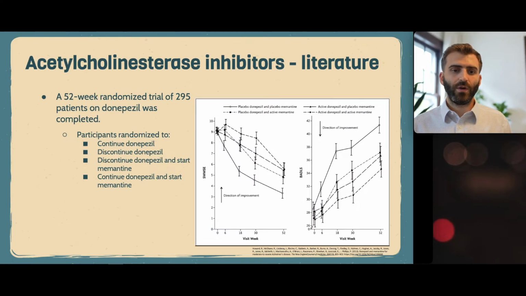This trial here was looking at the direction of improvement, and these were patients on donepezil. They either continued donepezil, discontinued donepezil and started memantine, or continued donepezil and started memantine. As you can see from the graph, the direction of improvement is up and everyone is decreasing. So all the groups were declining, but the group that stopped all the medications declined the most. So the medications helped to slow that decline.